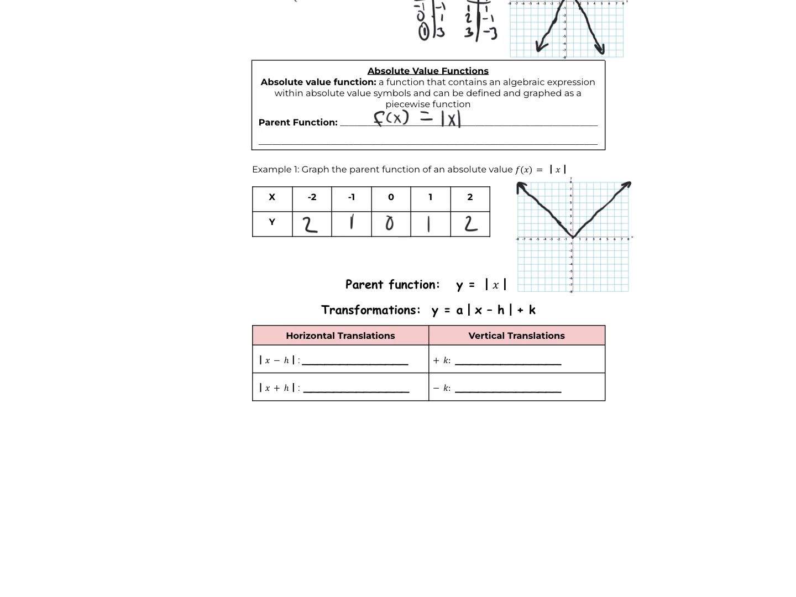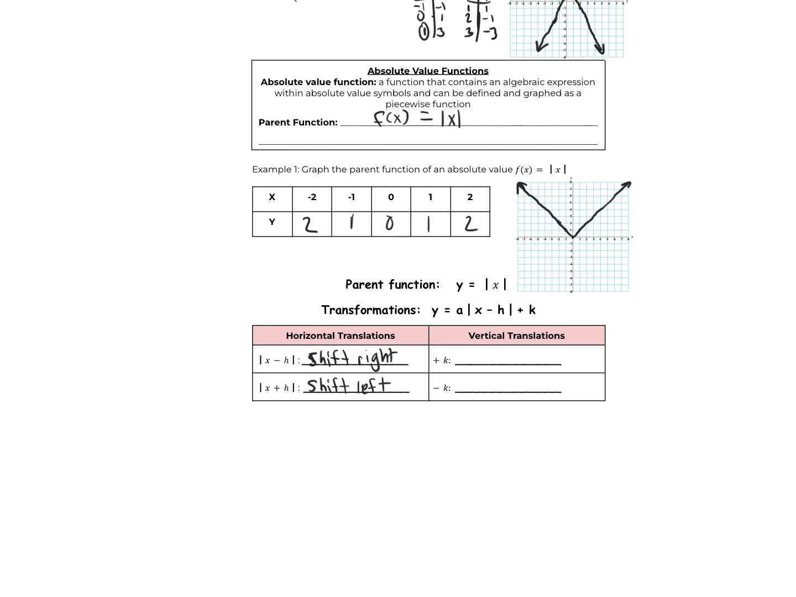Alright, the first is we can have a horizontal translation. We can move this to the left or right. And we do that by doing a horizontal translation. So x minus h means we're going to shift right, and x plus h means we would shift left. Whatever h is, we shift that many spaces. So if it was absolute value of x minus 3, we would shift 3 units to the right. If it was x plus 3, we would shift 3 units to the left.